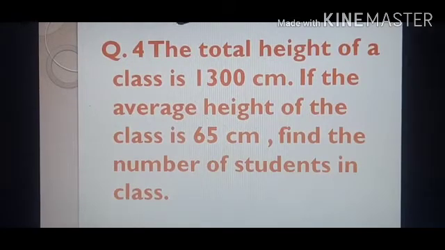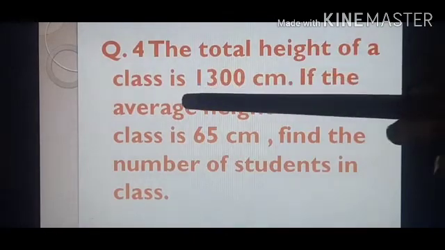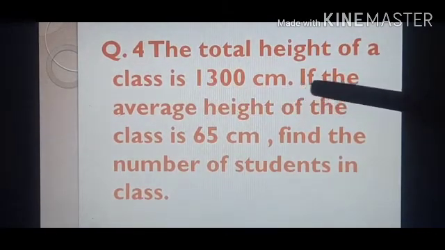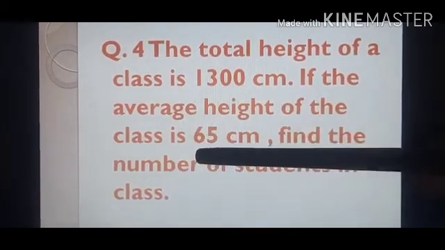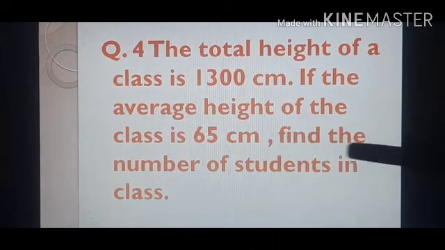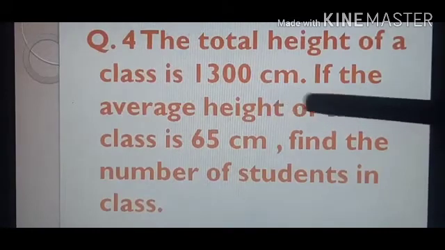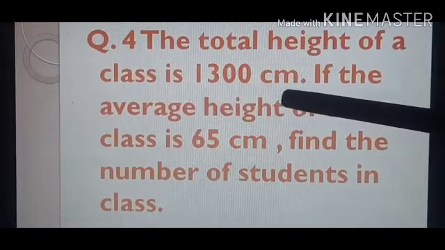Now question number 4. The total height of a class is 1300 centimeter. If the average height of the class is 65 centimeter, find the number of students in the class. Now, say beta, in this question it is given the total height of a class is 1300 centimeter.